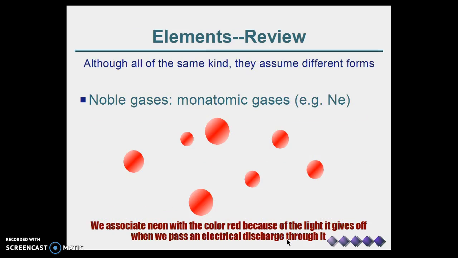There are noble gases that are monatomic, that is, one-atom gases like neon, helium, argon. And remember that the elements, although they are all of the same kind, can assume different forms.